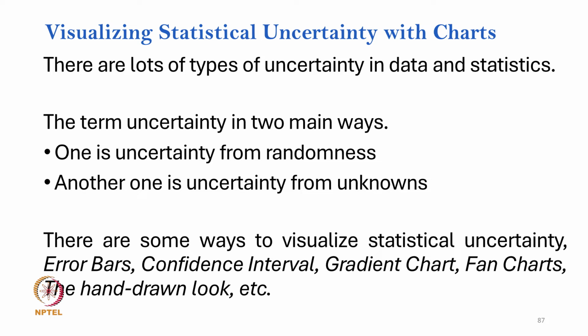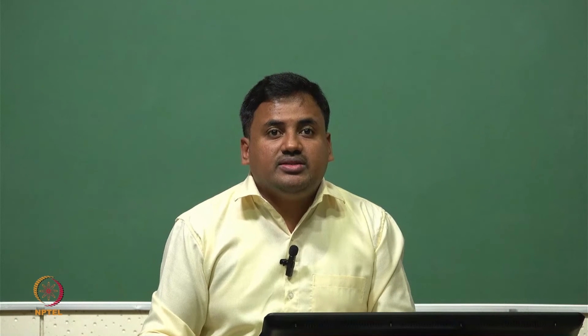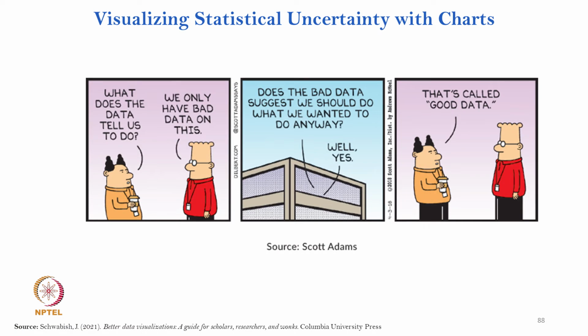Then we can think of the term uncertainty in two main ways. One is uncertainty from randomness, another one is uncertainty from the unknowns. There are some ways of visualizing the uncertainties, like error bars, confidence intervals, fan charts, hand-on looks, etc. Visualizing the uncertainty and variability can help the audience to better understand and interpret the data sample results.